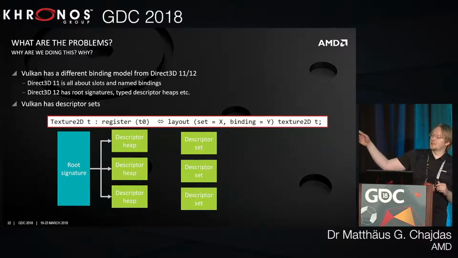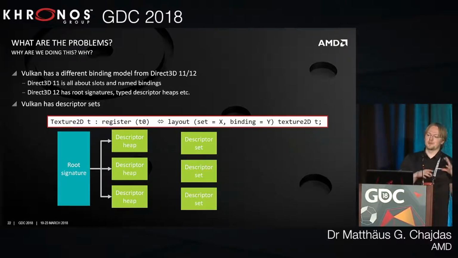Basically what it boils down to is, on the left-hand side, you can see the HLSL way of doing things. You have a root signature, which links to descriptor heaps, and that's the API side. So you have two levels of indirection on the API side. But on the shader side, you're only writing register T0. And in the Vulkan world, you have two levels of indirection on the code side because you have the set and binding thing. But at the same time, you only have one level of indirection on the API side.